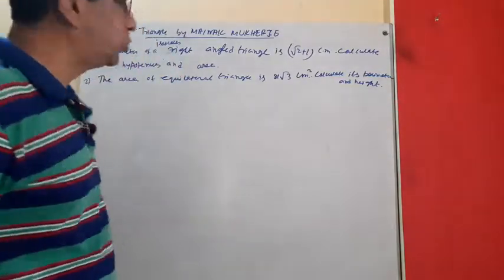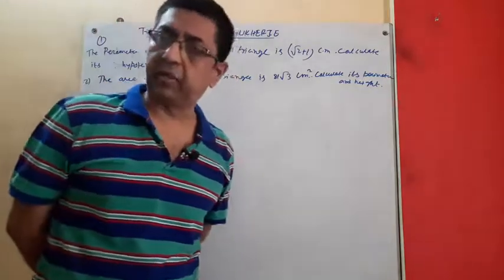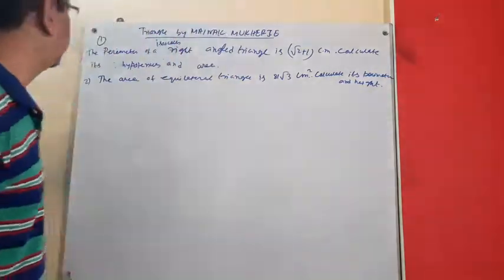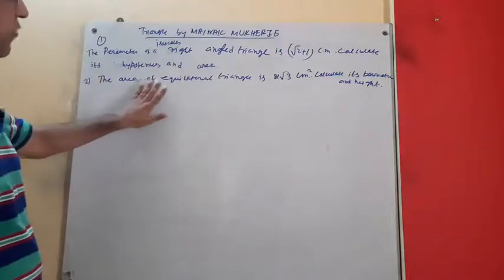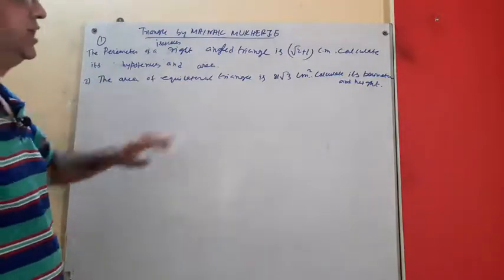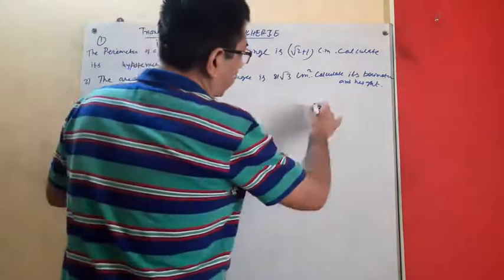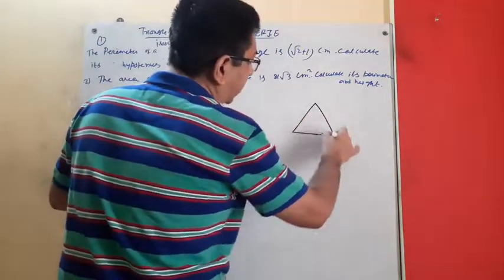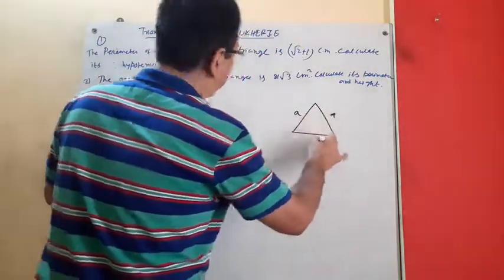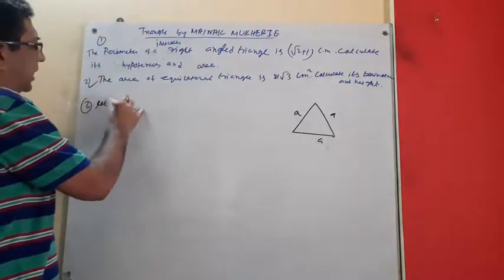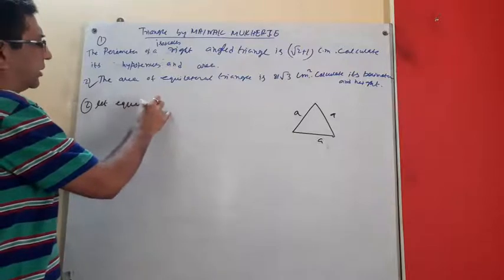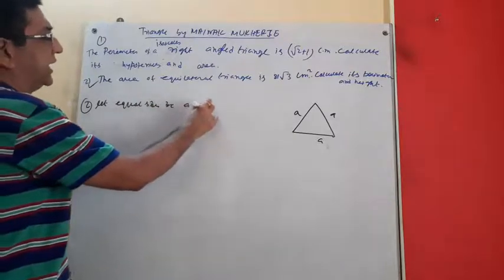Students, I will request you to watch the video first. Once you get the idea, then you will try this sum. Now, number 2: the area of an equilateral triangle is given. We know that for an equilateral triangle, all sides are equal. So number 2, I am doing first. Let the equal sides be a centimeter.